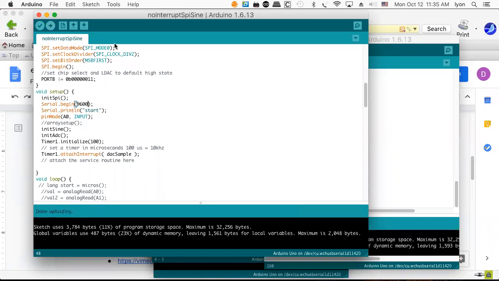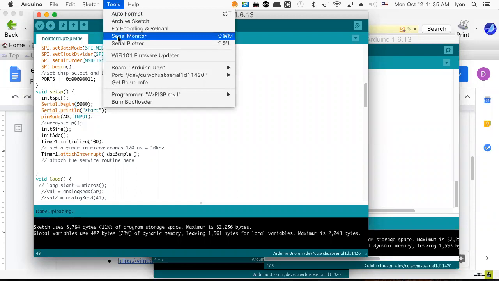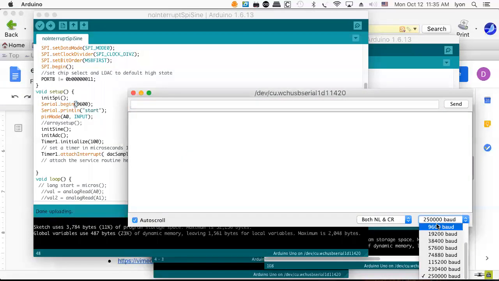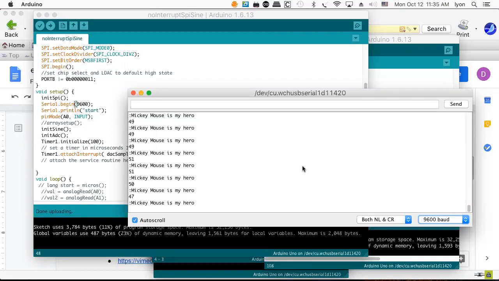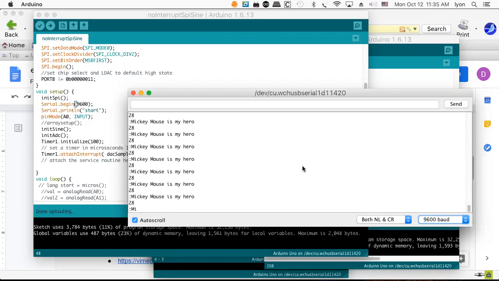Oh, it says it's done uploading. Let's go to the serial monitor and check the baud rate. 9600. It's got to match, you know. And you can see how slow it's printing. Oh my God, it's so slow. But it doesn't matter to me, because everything else is running nice and fast in the background. And it doesn't matter that the serial port is doing whatever it's doing, however slow it may be. In fact, I think it sounds even better when the serial port is running slower, because it's taking far less time from the Arduino to do its little printing thing.